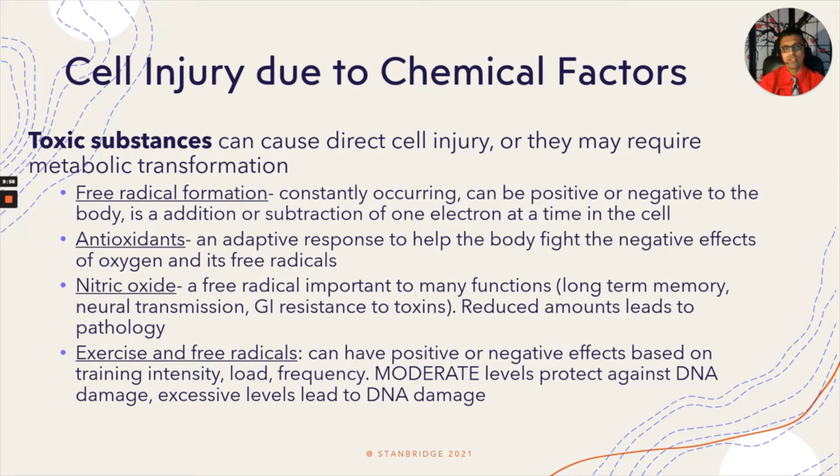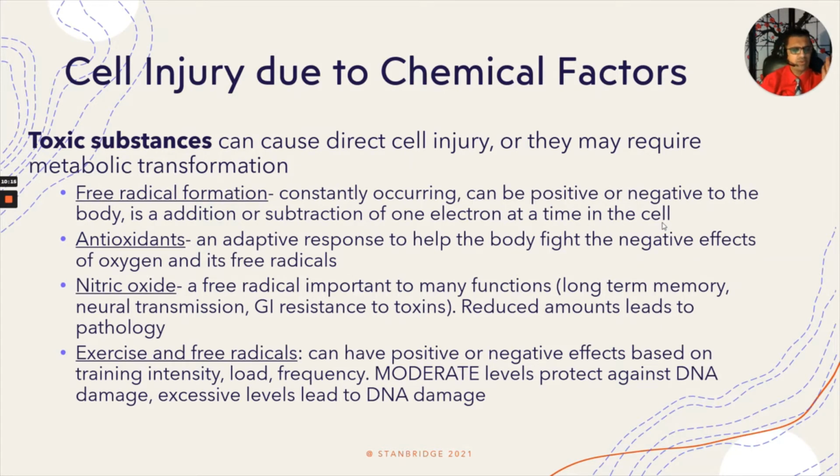What about cell injury due to chemical factors? Toxic substances can cause direct cell injury, or they may require metabolic transformation. You've heard of free radicals, right? Free radical formation constantly occurring can be positive or negative to the body, is addition or subtraction of one electron at a time in the cell.